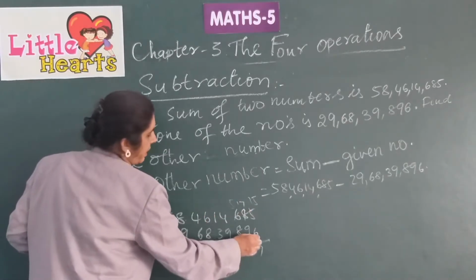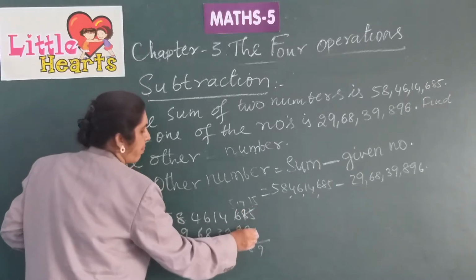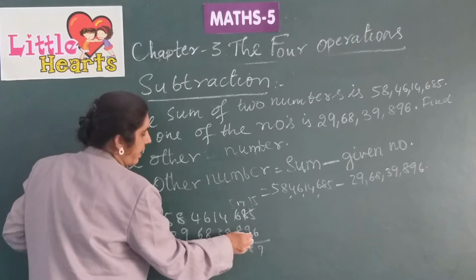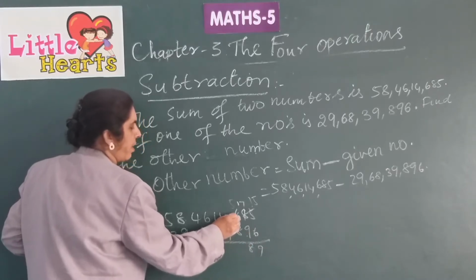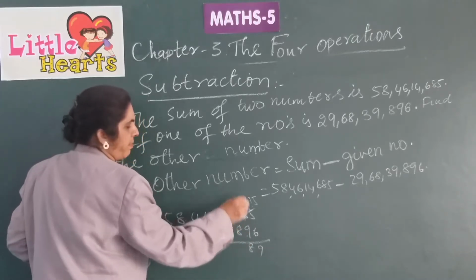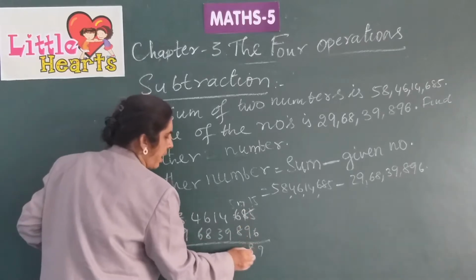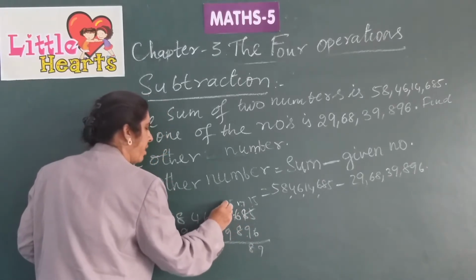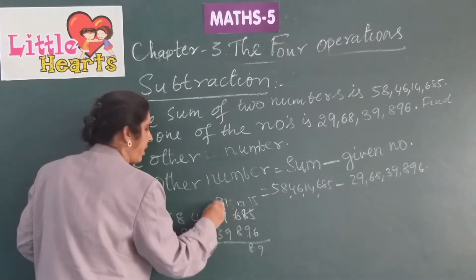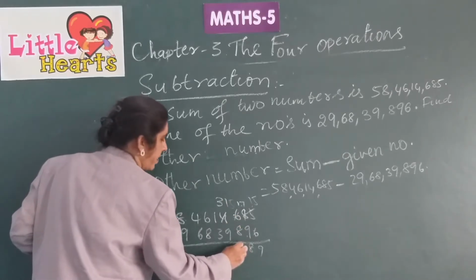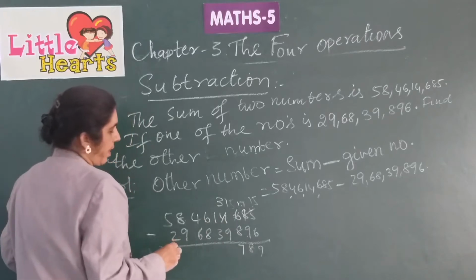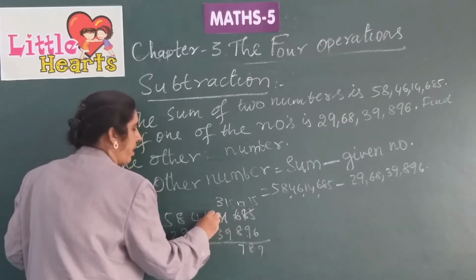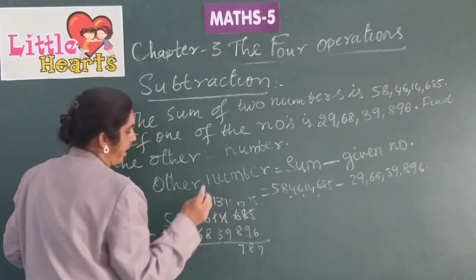So 5 minus 6, borrow 15. 15 minus 6, 9. 8 becomes 7. And to subtract 9, we have to borrow from here. This becomes 5, this becomes 17. 17 minus 9, 8. To subtract 8 from 5, again borrow from here. This becomes 15, this becomes 3. 15 minus 8, 7. And so borrow 3 minus 9, again borrow from here. 1 becomes 0, this becomes 13.